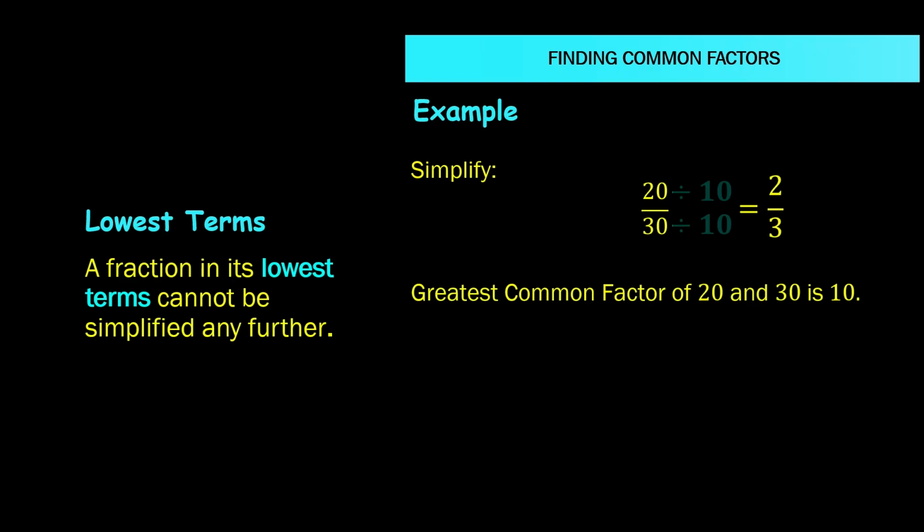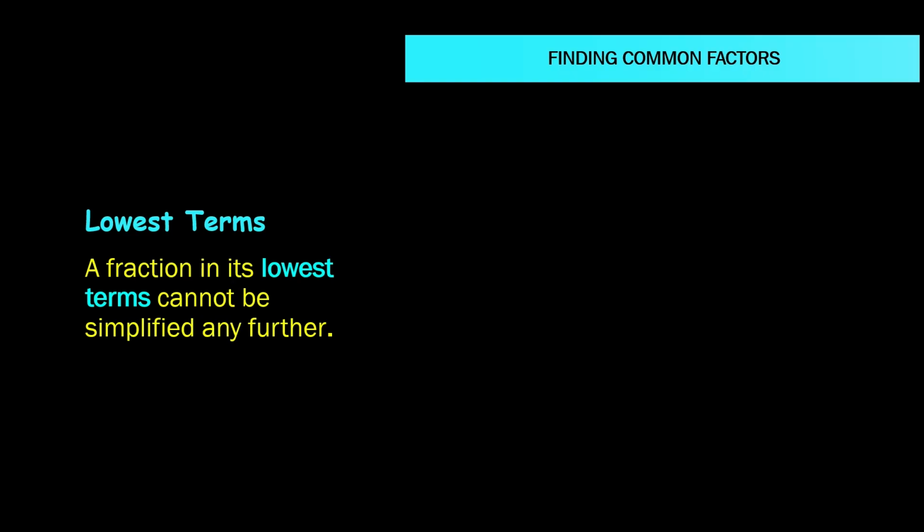Some fractions cannot be simplified. If the numerator and the denominator have no common factor other than 1, then the fraction is already in its lowest terms.